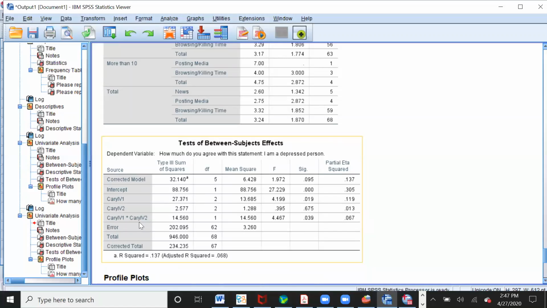Here's your interaction. What does this look like? That's significant. Yeah, congratulations. Finally. And the effect size is still small. This one I think is closer to medium, because it's closer to 1. Because there's criteria for what makes something small, medium, and large. It's in the PowerPoint, so refer back to that.